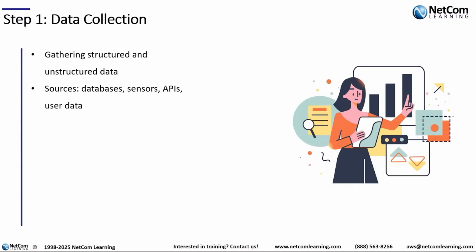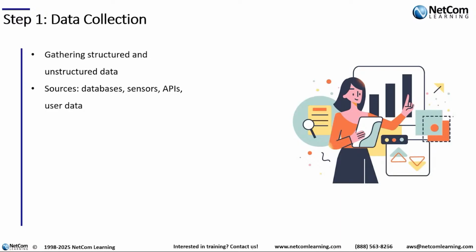Some common data sources include databases, which store transactional or relational data. Sensors, such as IoT devices, can generate real-time environmental or mechanical data. We also have APIs, or application programming interfaces, which allow us to pull in data from external services or platforms. Another huge source is user-generated data, which includes interactions on websites or apps such as clicks, searches, or purchases.